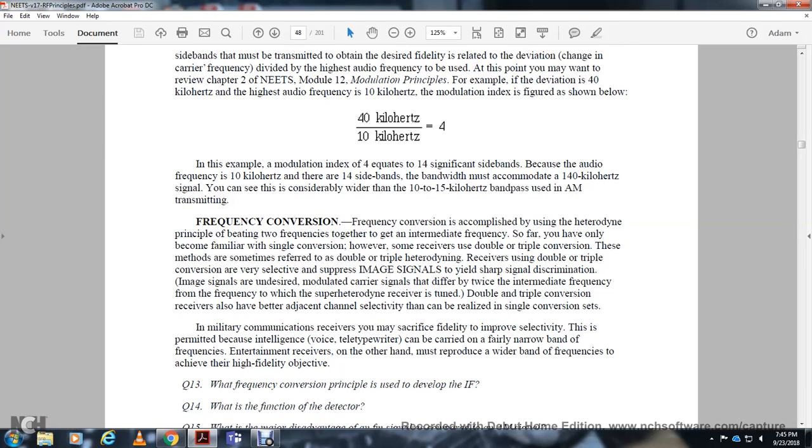Frequency conversion. Frequency conversion is accomplished by the heterodyne principle, mixing two frequencies together to become the intermediate frequency. So far we have only become familiar with single conversion. However, some receivers use double or triple conversion, a method sometimes referred to as double or triple heterodyne. Double and triple conversion improve image signal rejection and give sharper signal discrimination against an image signal with an undesired modulated carrier signal. The difference in the type of intermediate frequency makes such a superheterodyne receiver with double or triple conversion achieve adjacent channel selectivity that cannot be realized in single conversion sets.